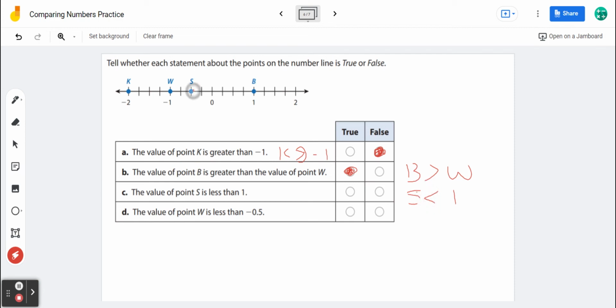Let's check. S is right here. Positive 1 is right here. That looks like it's correct because the positive 1 is further to the right. So true.